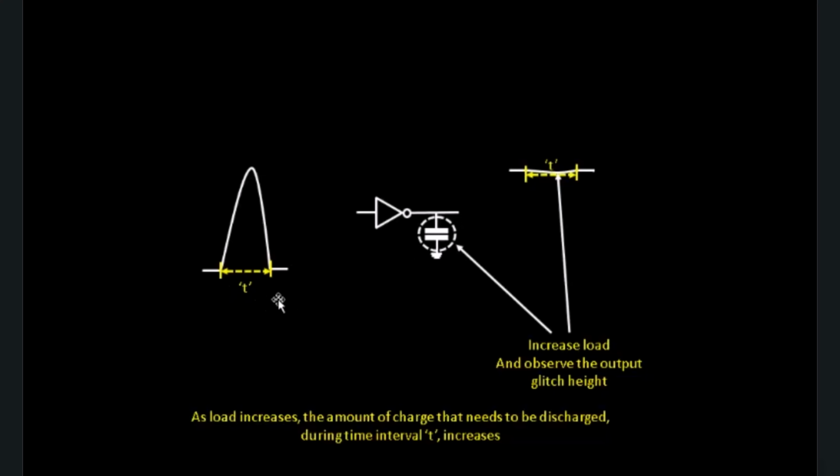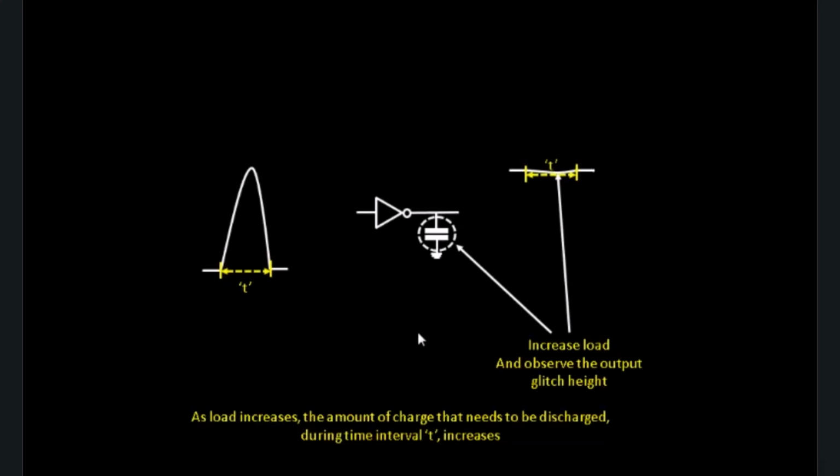Now during this finite period of time when you see a glitch, your inverter is open, and the amount of time for which the inverter is open is just not long enough for all the charges to discharge through this inverter. As a result, whenever you see a high output load capacitance, it has a direct impact on the glitch height. Basically the load capacitance has a direct impact on the glitch height.